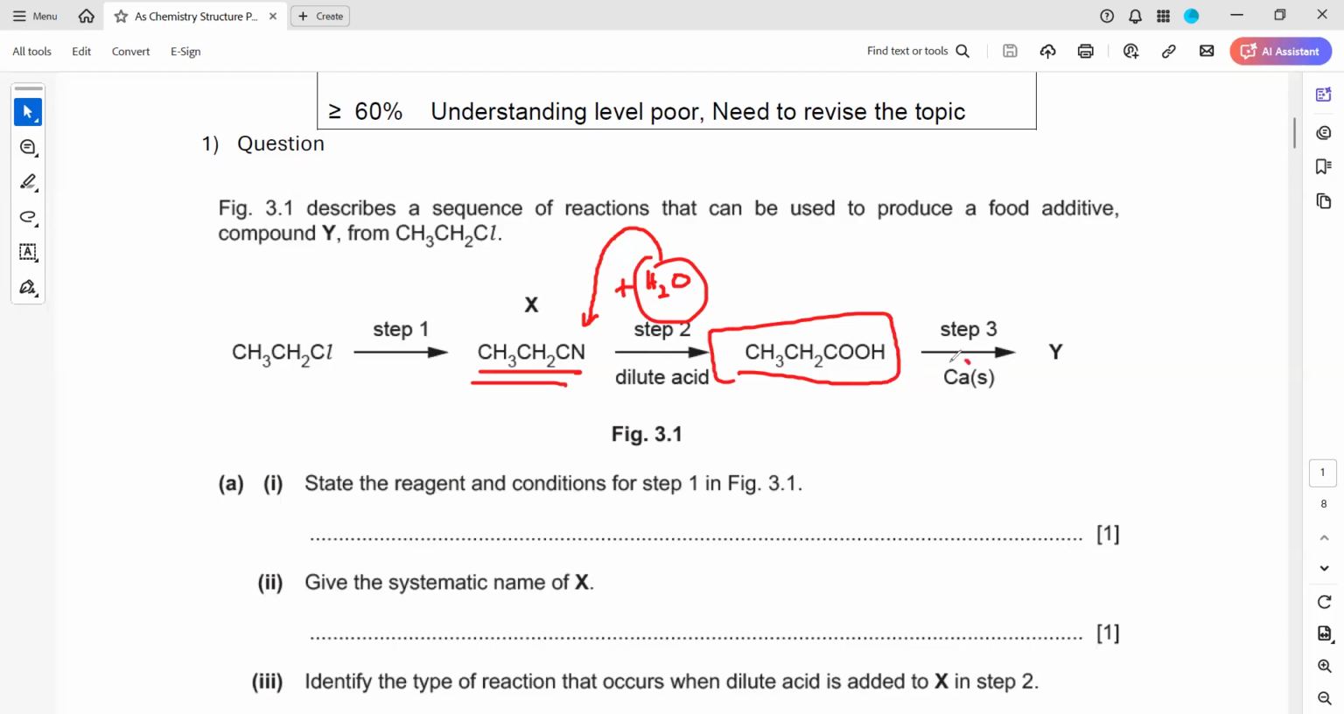And the last one is when we react a carboxylic acid with a metal. When a metal reacts with an acid, it will give salt and hydrogen. So this calcium will displace this hydrogen. As a result, the product will be (CH3CH2COO)2Ca. Why the bracket? Because calcium has a valency of 2, plus hydrogen gas will be the product. Because when an acid reacts with a metal, the product is salt and hydrogen.